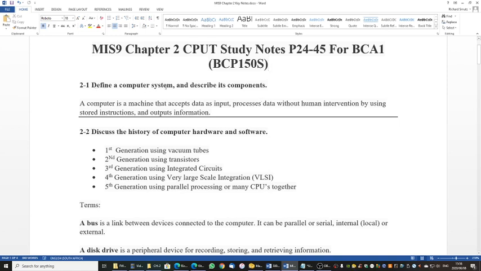Define a computer system and describe its components. It's basically a machine that will accept data or information as an input. It will process the data without human intervention using stored instructions, and it outputs information. So, correction here: data is unsorted and information is sorted.